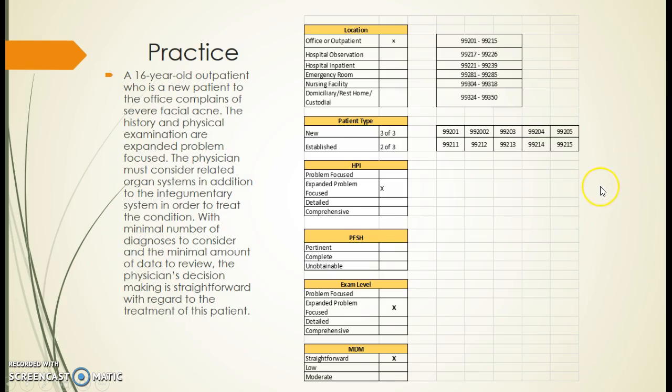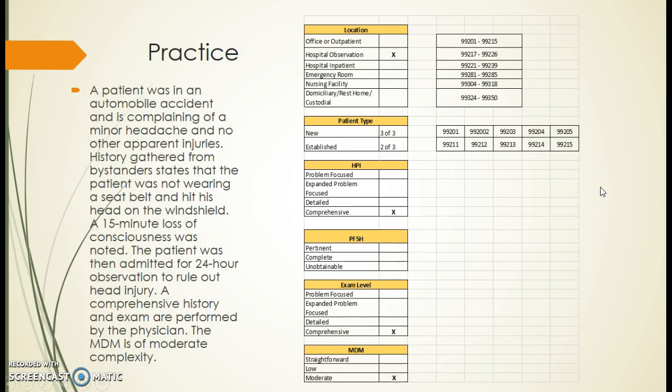Okay, hopefully you're still with me, and we'll work on this third problem. So a patient was in an automobile accident and is complaining of a minor headache and no other apparent injuries. History gathered from bystanders states that the patient was not wearing a seatbelt and hit his head on the windshield. A 15-minute loss of consciousness was noted. The patient was then admitted for 24-hour observation to rule out head injury.